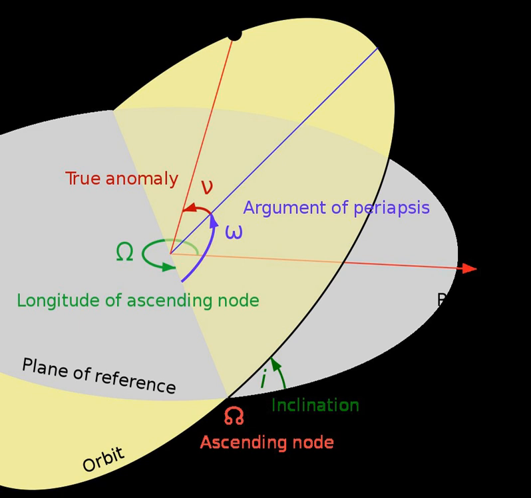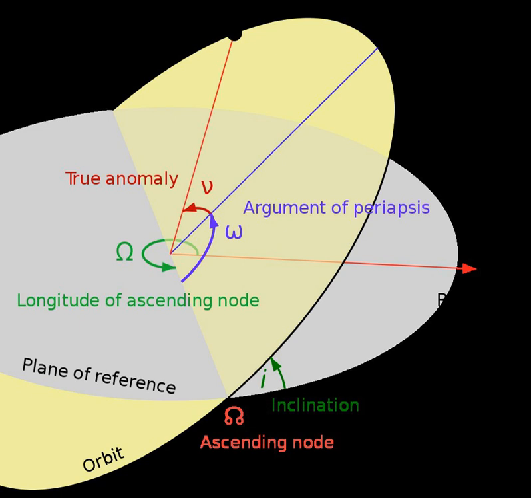Under ideal conditions of a perfectly spherical central body and zero perturbations, all orbital elements except the mean anomaly are constants. The mean anomaly changes linearly with time, scaled by the mean motion n equals √(μ/a³).